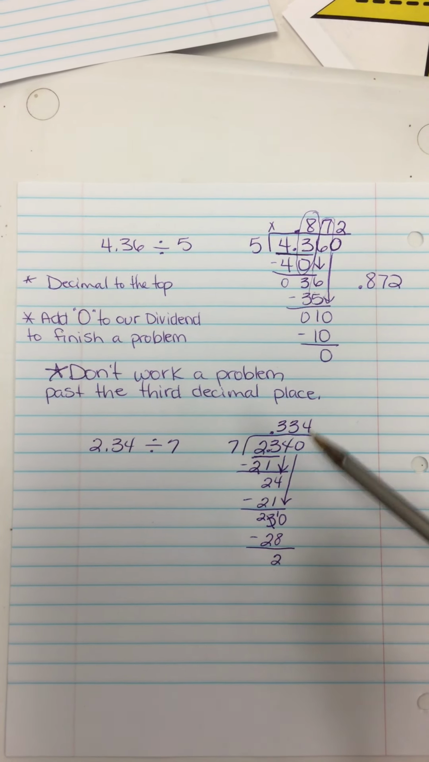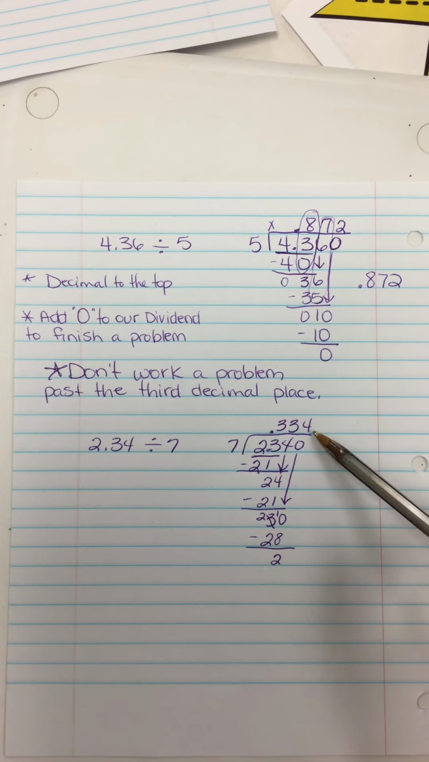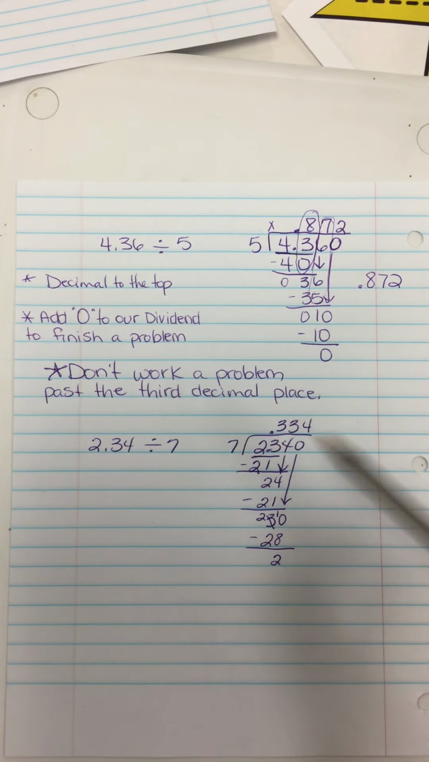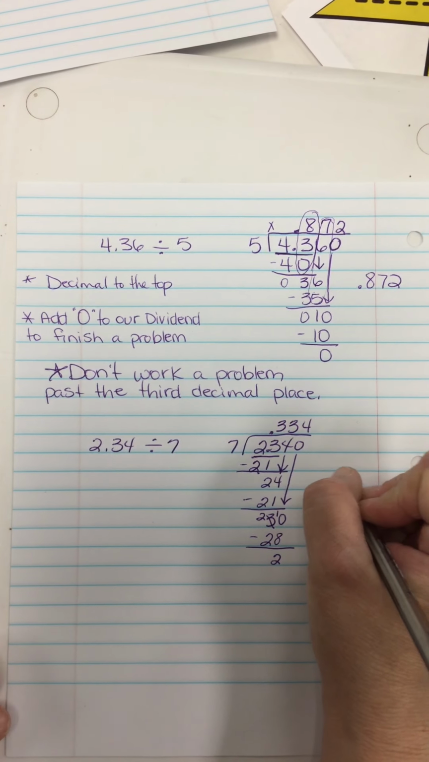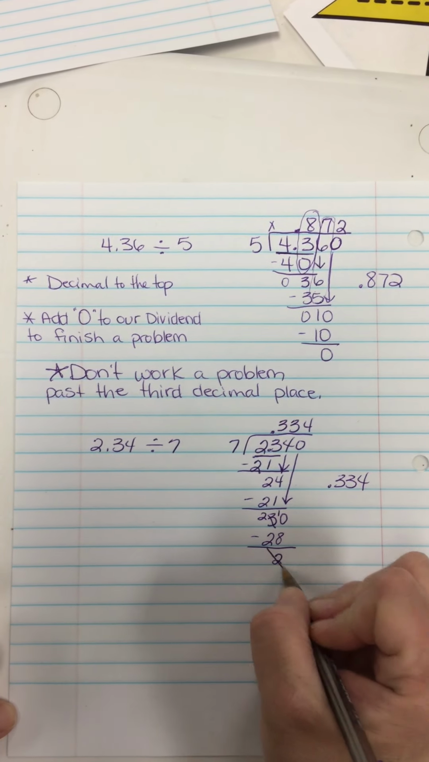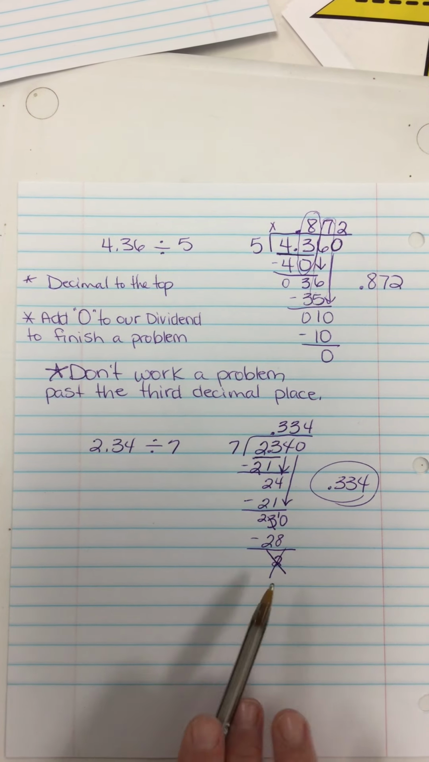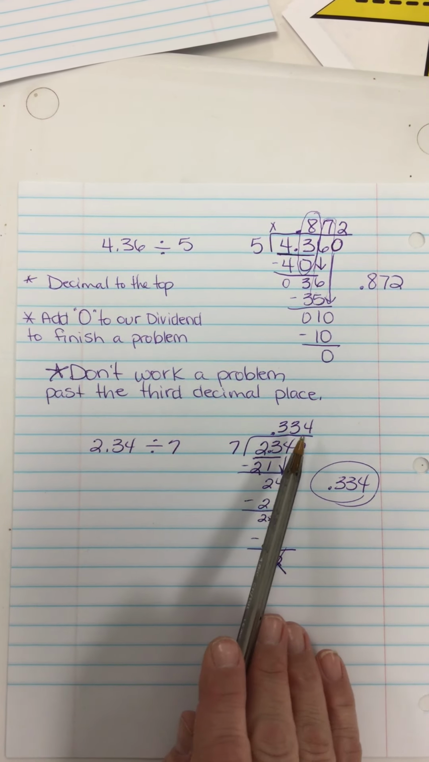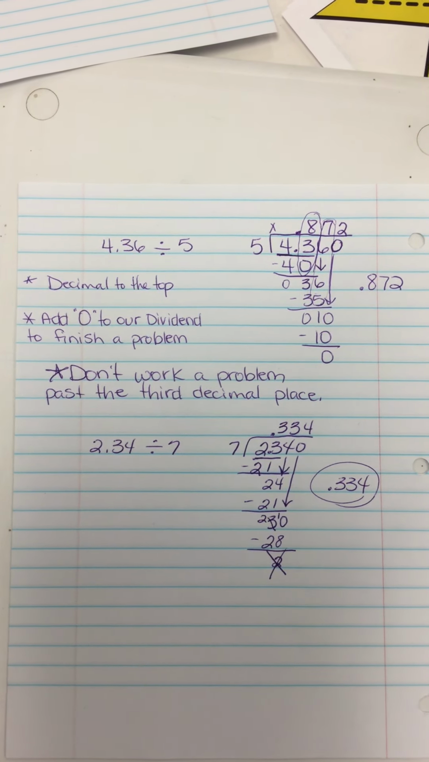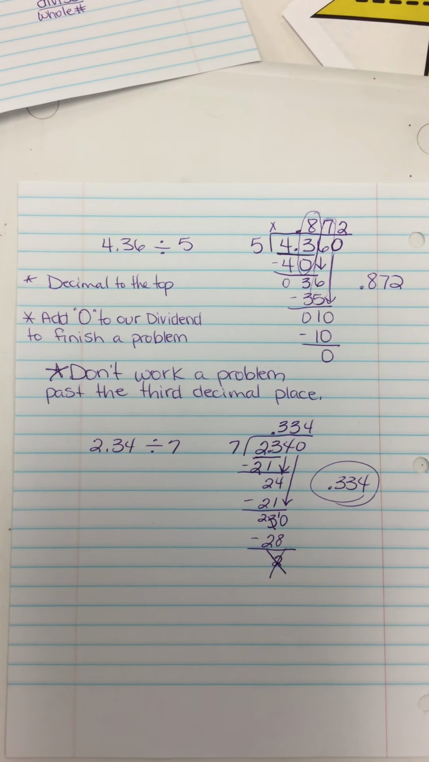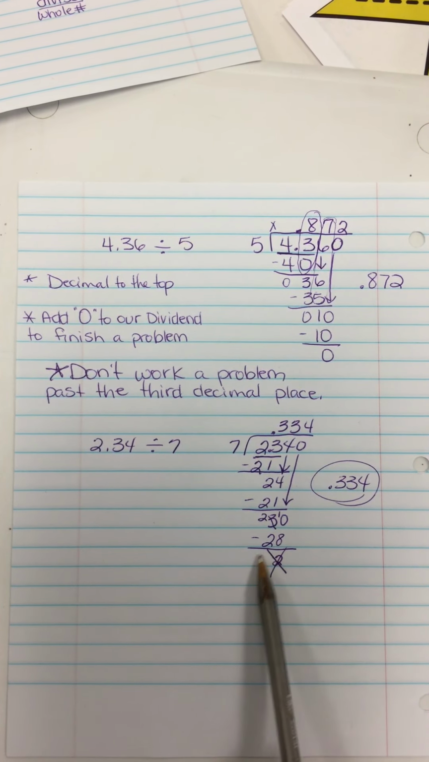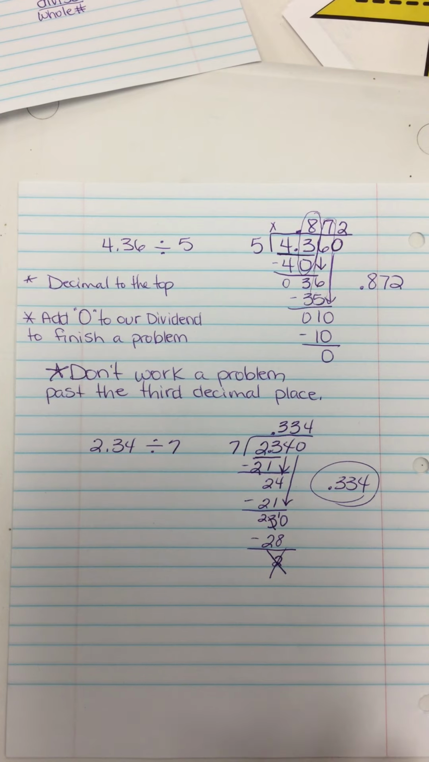Okay, so if you look, I've already got 3 places behind my decimal. I don't work a problem past the third decimal. So my answer is 334 thousandths, and I just ignore the remainder after that. Okay, it is not remainder 2. We just leave it alone. Because we only work towards the thousandths place in 5th grade math, so we don't go past this 3rd place. And I'm going to tell you it's the same thing in 6th grade. They don't go past the 3rd place in the division problem. So whenever you have another remainder, you just stop.